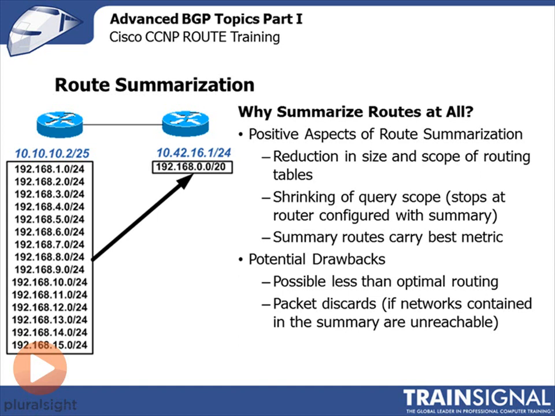Again, potential drawbacks: less than optimal routing. And if for some reason the networks that are contained within the summary are not reachable, you're going to have packet discards. Now, as we'll discover later, you have to have at least one route in the routing table that's represented by the summary, but it's not going to check to see if all of the routes that are potentially there are contained in the routing table. So if there's a particular route in the range that's not represented or it's offline, you may end up with packet discards. And pictured to the left is a great example. You've got the 192.168.10 through 15.0 that can be represented by a single prefix, the 192.168.0.0/20.